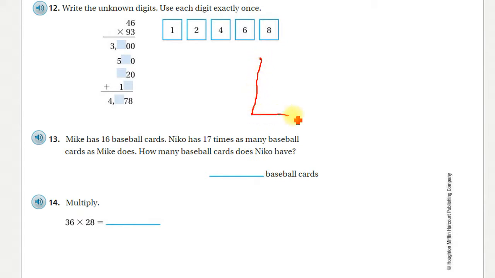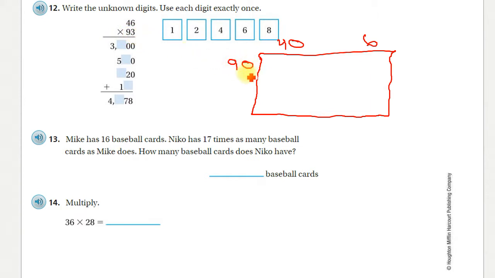Okay, so to make an area model, we can draw our rectangle. And then we just break these two numbers up into expanded form. So 46, we break it up into 40 and 6. And then 93, we break it up as 90 and 3. And so we break it across this way and down this way. Now, this is always challenging for the students.